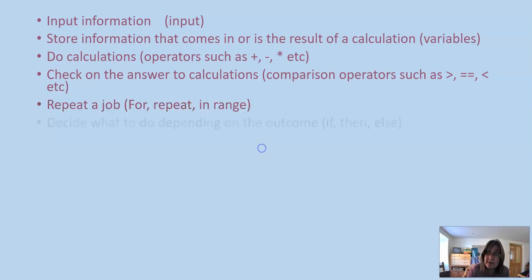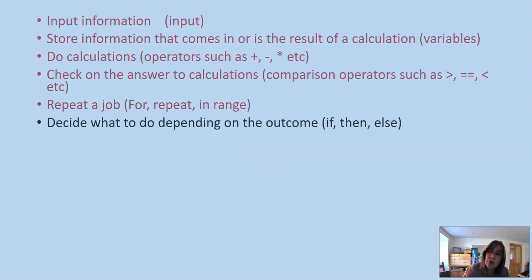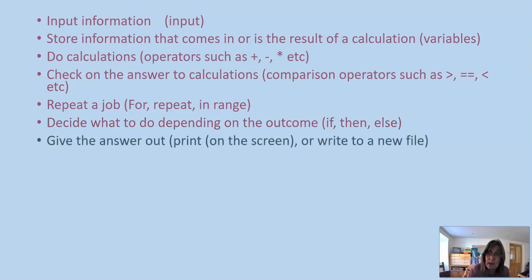I'll show you that. We're going to show you how the computer or the program will decide which way to go depending on the answer. And we have a special sequence called if, then, else. We're going to show you how to do that. We're going to show you how to give out the answer in the most simple ways in Python, using print, which shows the answer on the screen, or writing to a different file.